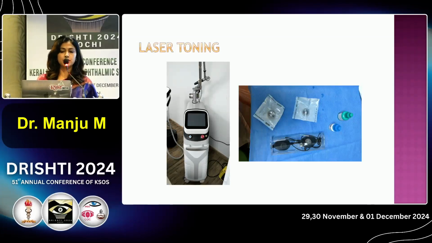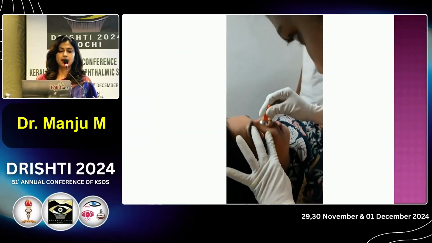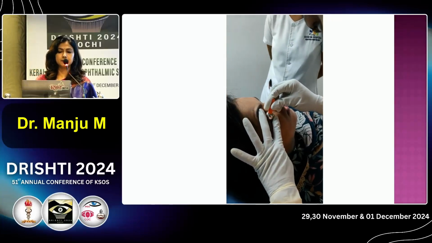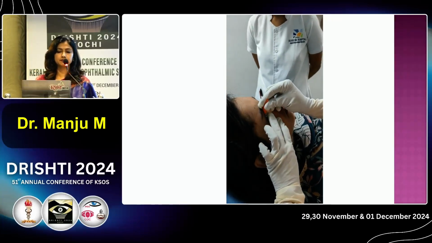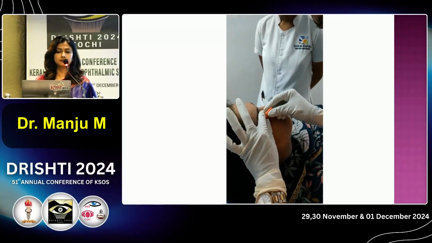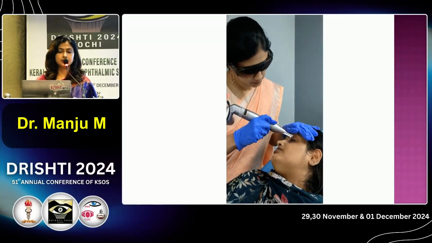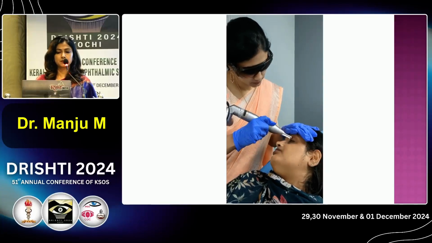Next, laser toning. Before doing laser toning in the periorbital area, we have to protect the eyes with a metal eye shield. And before placing the metal eye shield, we will usually anesthetize the area using topical anesthetic solutions. And then we'll place the metal eye shield. After that, we can do the laser toning. It's a painless procedure, very simple.